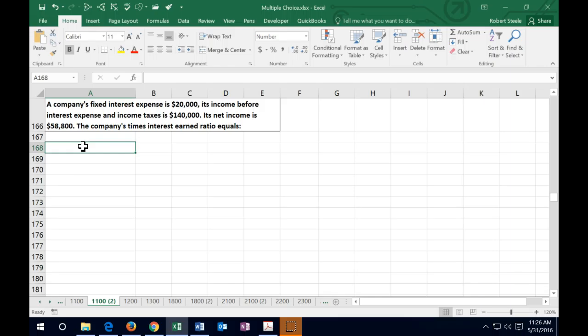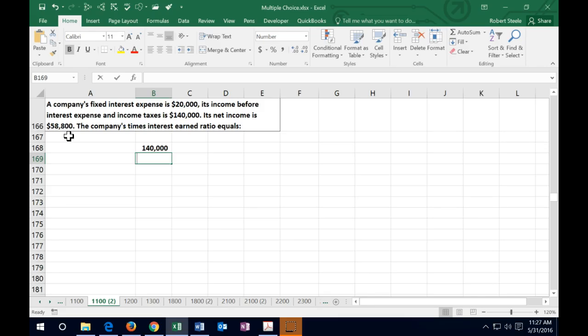Now, in this case, it's kind of tricky in that they gave us the number without interest expense. It says income before interest expense and before taxes. So instead of having to back that out, they just gave us that number. And then they gave us this other number, which we don't really need. That's kind of the tricky thing of multiple choice questions. We're going to be questioning why they gave us that number.